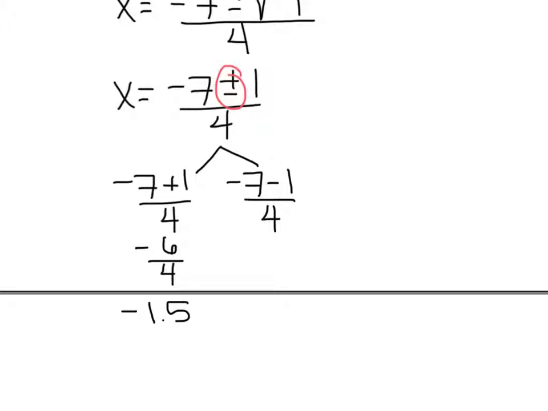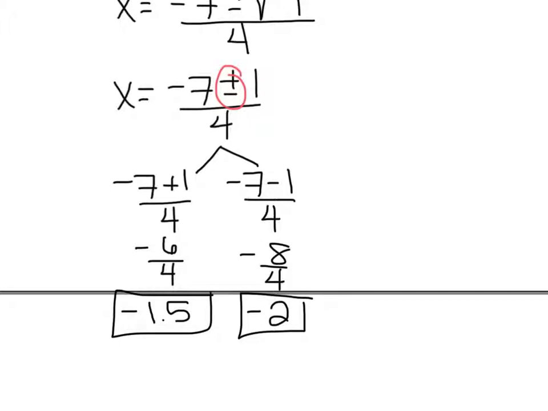On the other side, -7 minus 1 is -8. Divide that by 4 is -2. So here are my two answers using the quadratic formula. And again, remember, this is where the parabola would cross your x-axis. These are the solutions, roots, or zeros.